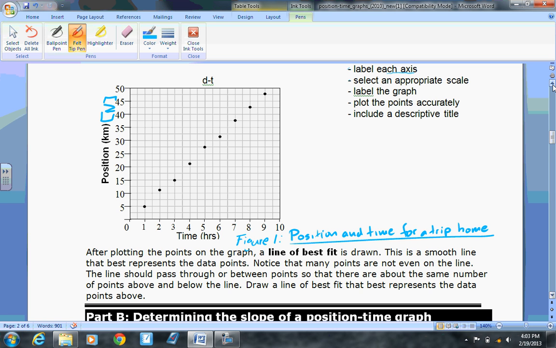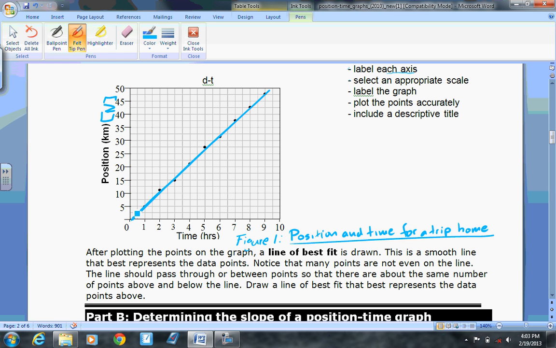So I'm going to go here and place my ruler on top and draw a line of best fit that I feel really represents the data. So here's my line of best fit that I'm drawing. There we go. And you can see it does go through the origin over here.